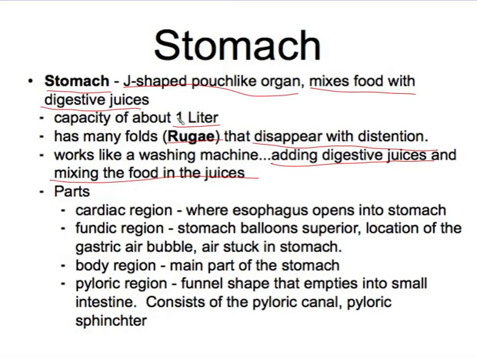Along with being a J-shaped pouch-like organ, there are different regions, different parts. First, you have your cardiac region. Cardiac refers to the heart. So this is where your esophagus opens into your stomach. That's the closest point to the heart, essentially.